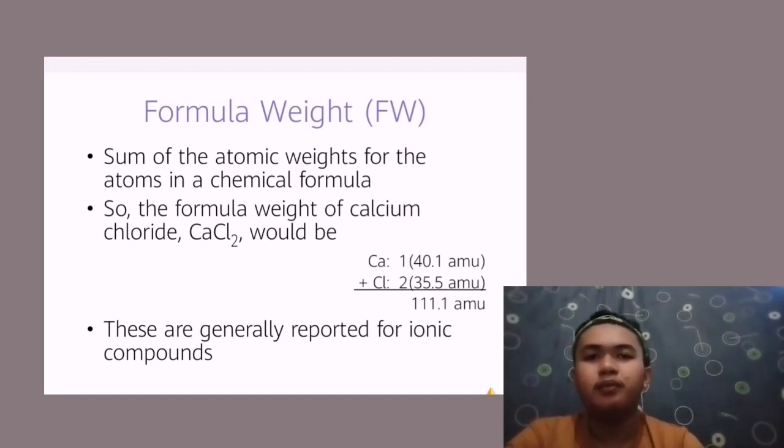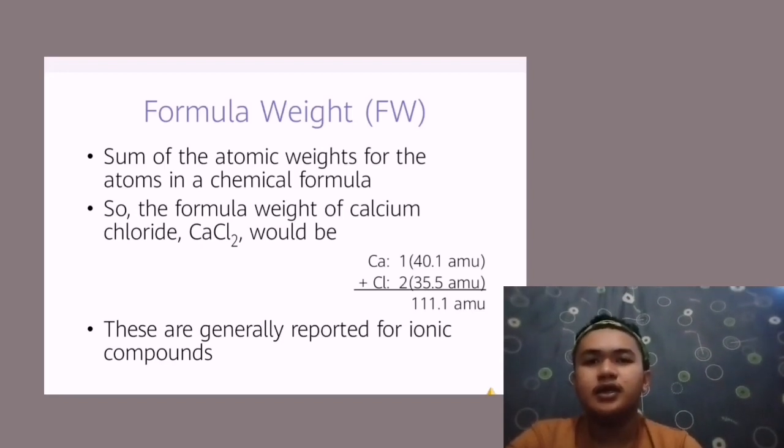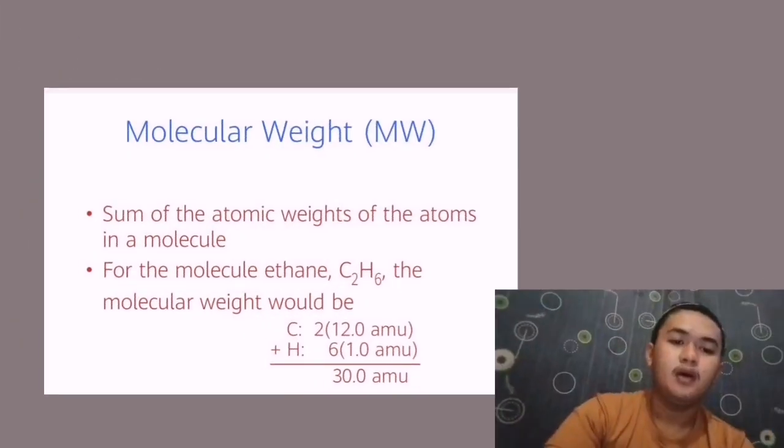So the formula weight of calcium chloride would be Ca, 40.1 atomic mass units, plus Cl2, 2 times 35.5 atomic mass units, equals 111.1 atomic mass units. These are generally reported for ionic compounds.